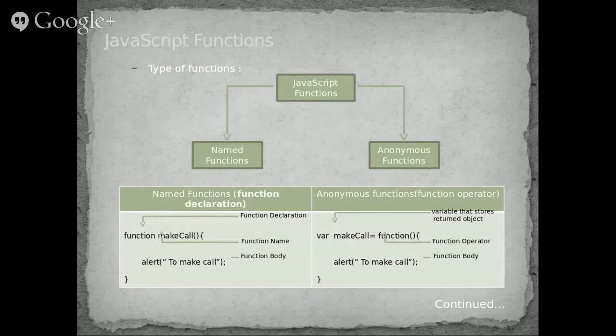A named function starts with the function keyword and is followed by the function name. This is known as a function declaration. In the case of an anonymous function, this is not a name, this is just a variable, and we are just assigning a function to this variable. We will check one example and understand the difference between these two.